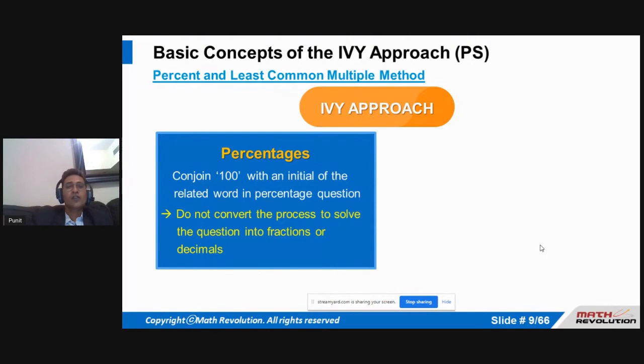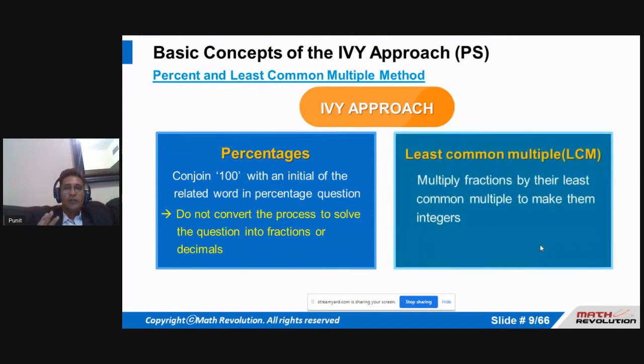So we are not converting the process to solve the questions into fractions or decimals. If you take X, you are likely to fall for fractions or decimals. So taking 100, it becomes much easier. And on the right hand side on the screen right now, you will see the LCM method, which is the least common multiple. Whenever we deal with fractions, we always talk about the LCM, and we always talk about the LCM of denominators. This will be further explained to you in a much better way. The least common multiple method is very easy, and LCM is not that difficult to find.